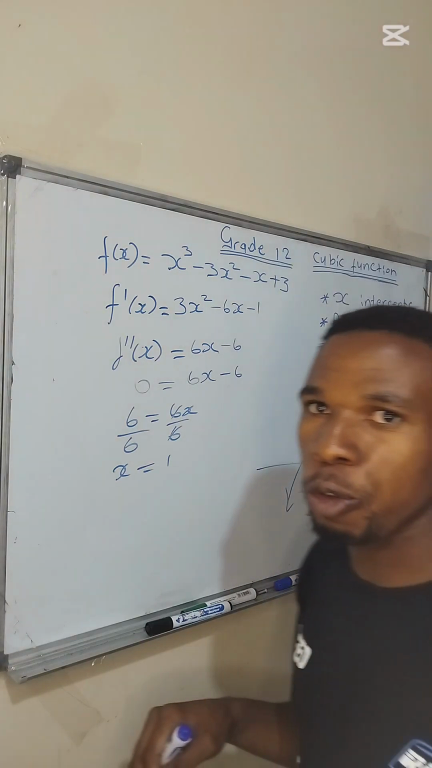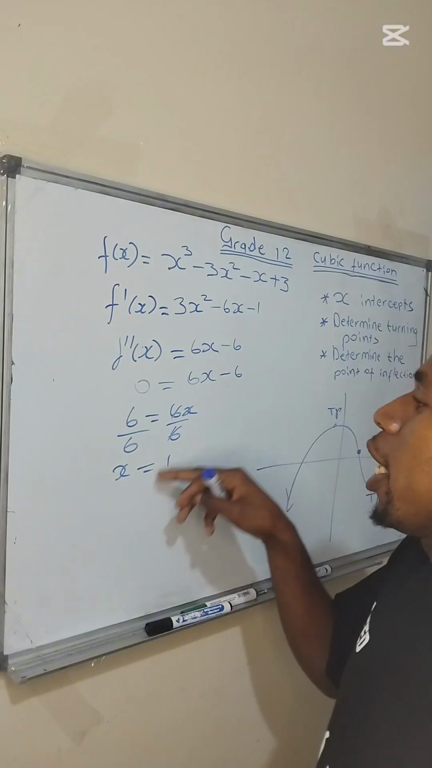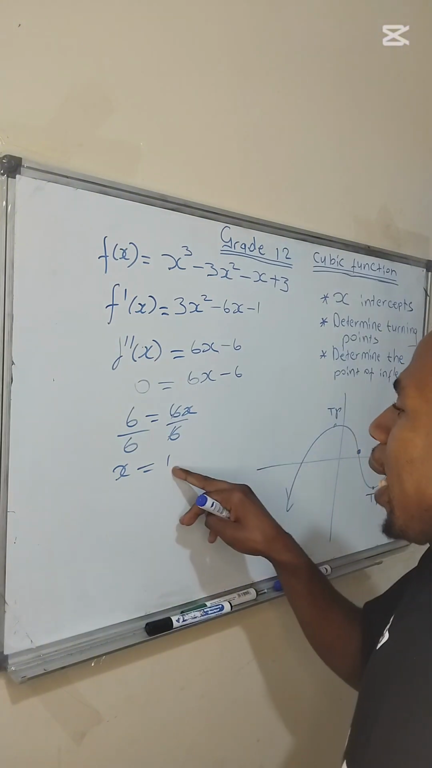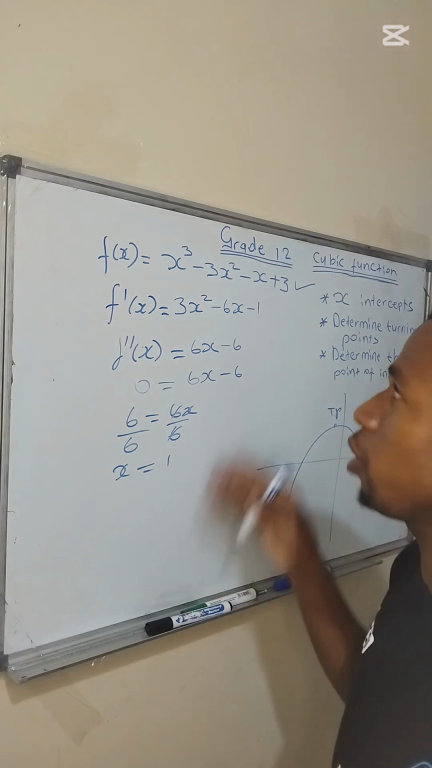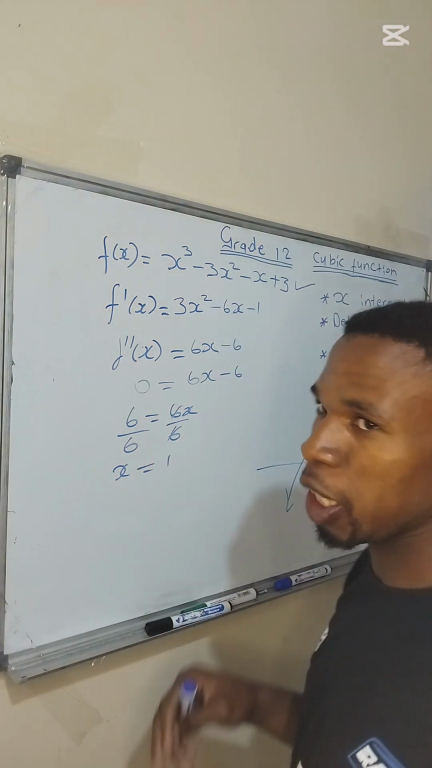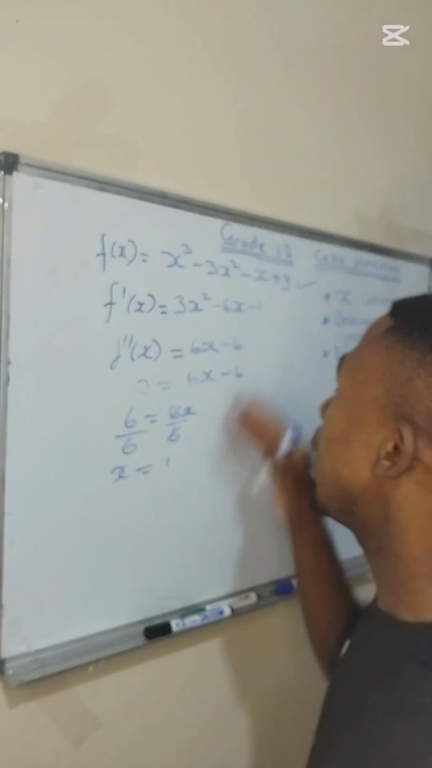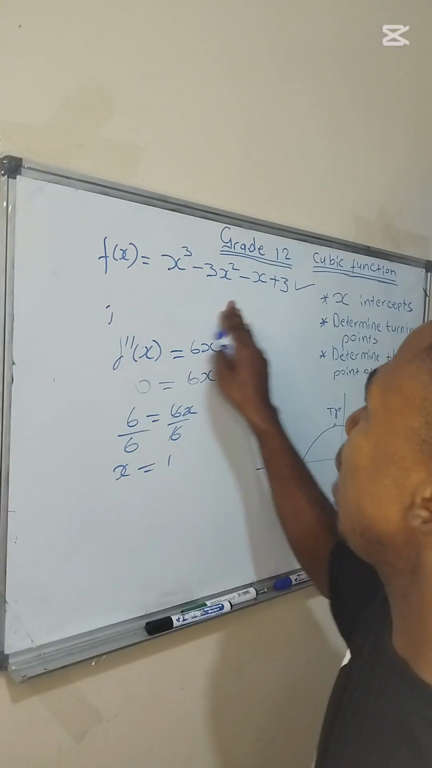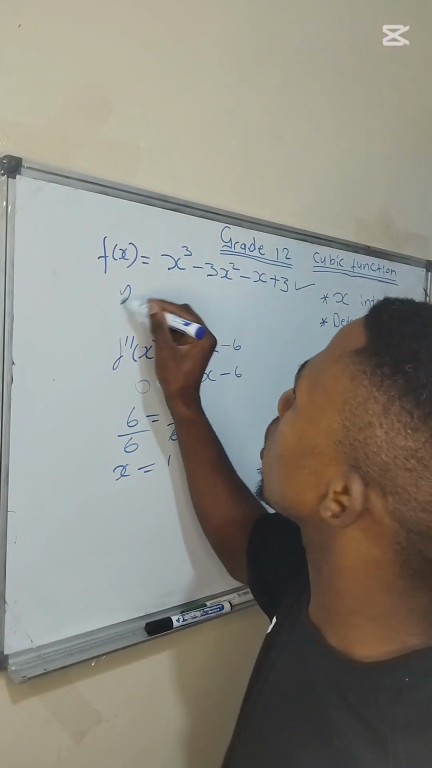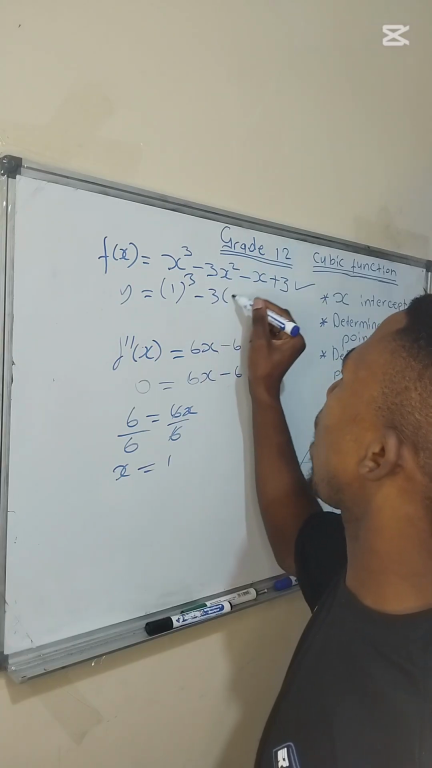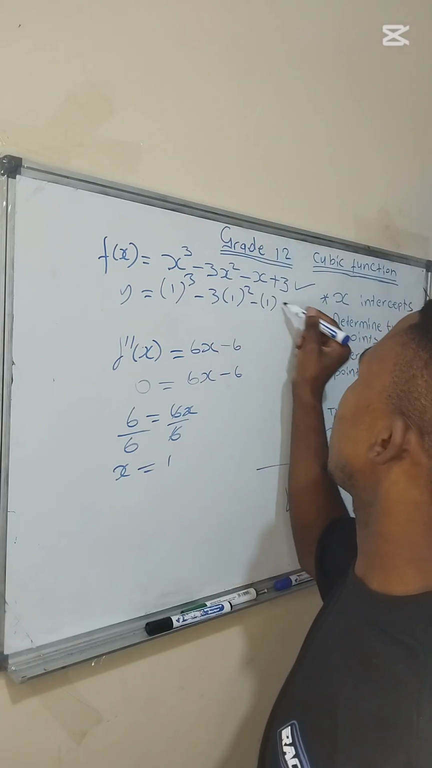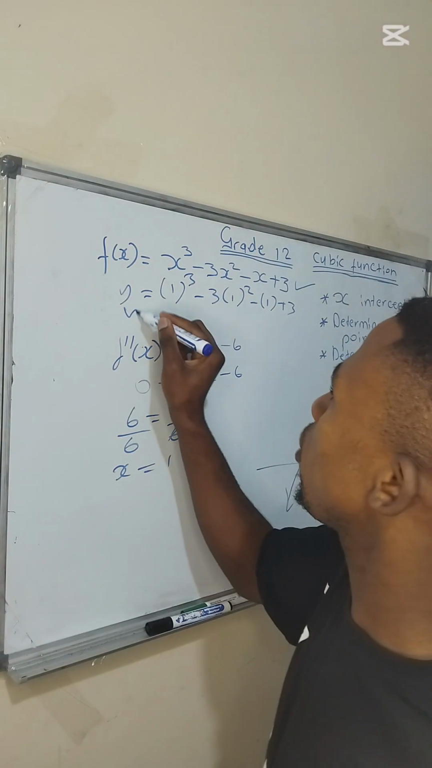Then in order for you to find the y value, you just need to plug this one into your original equation. This is your original equation. Let's plug this one into your original equation so that you can find the value of y. Then we have y equal to 1 cube minus 3, then 1 squared, minus 1, then plus 3. Then what is the simplification of this?